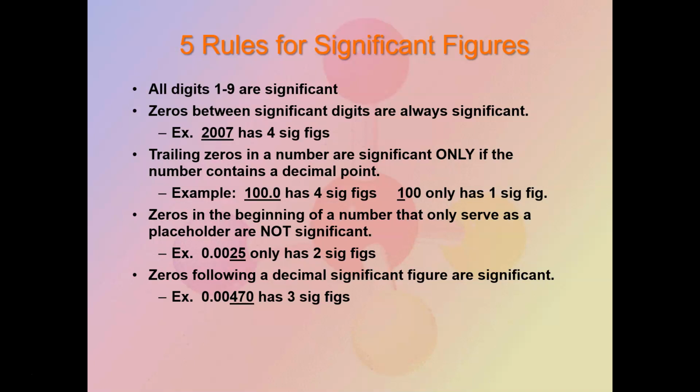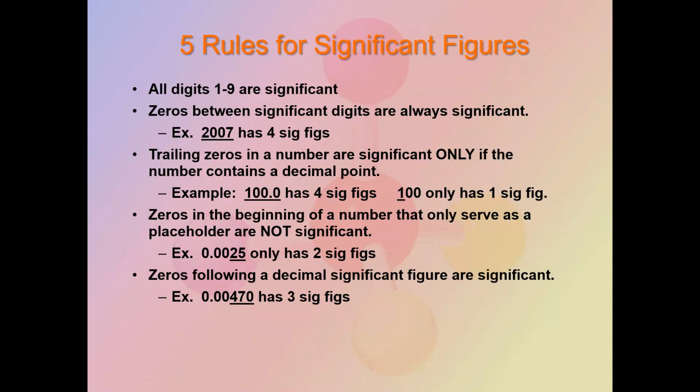The first one are the sandwich zeros, the in-between significant digit zeros. So for example, in the number 2007, that has 4 sig figs. That's the abbreviation we use for significant figures. Because they're in between, in between zeros are always significant. So we have a significant 2, a significant 7, and since they are in between, it makes them significant too.